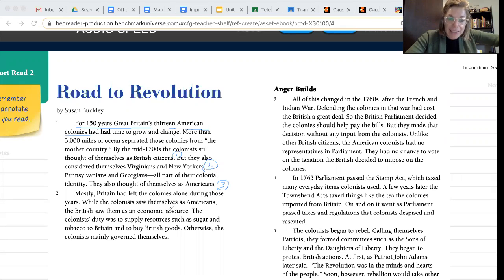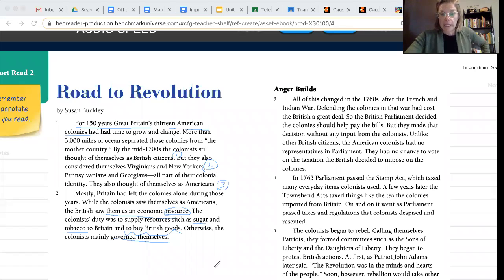Another one here is this vocab word, resource. Resource. Britain had mostly left them alone, but saw them as an economic resource. Let's see what kind of resources America was providing to Britain. They were providing sugar and tobacco. And they helped Britain out by buying British goods, but they got to govern themselves.